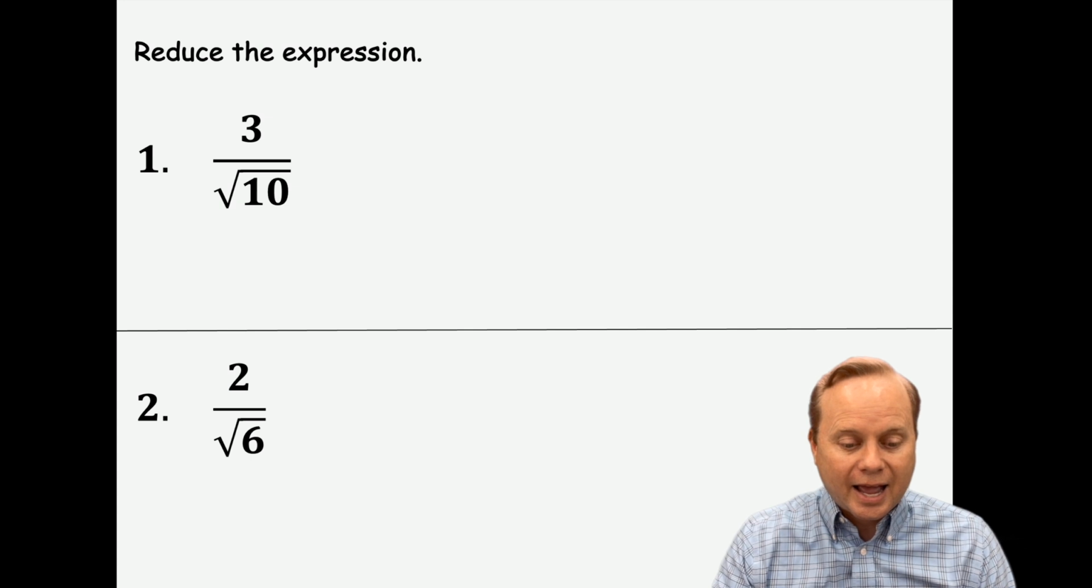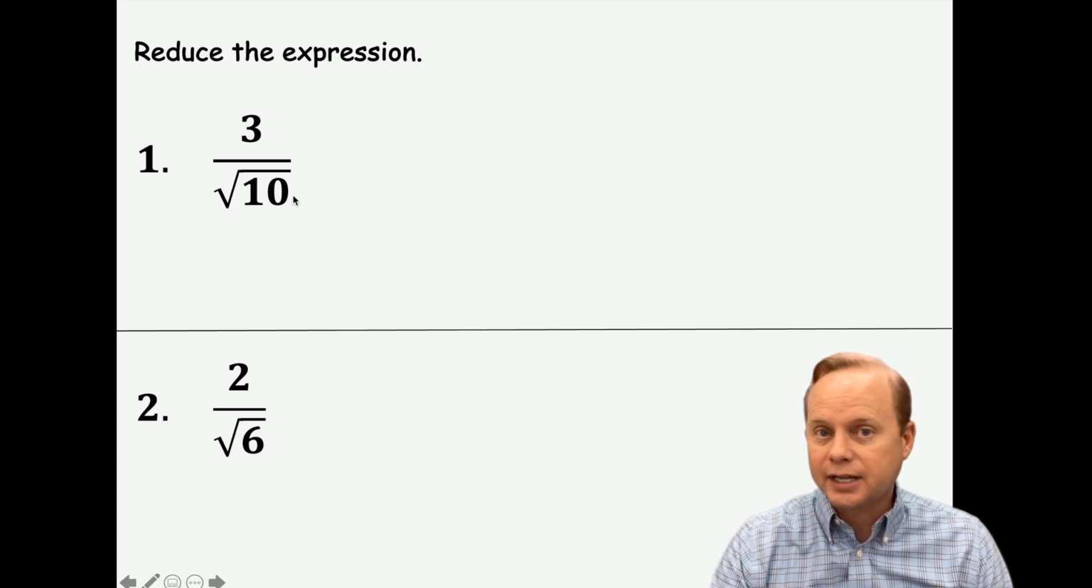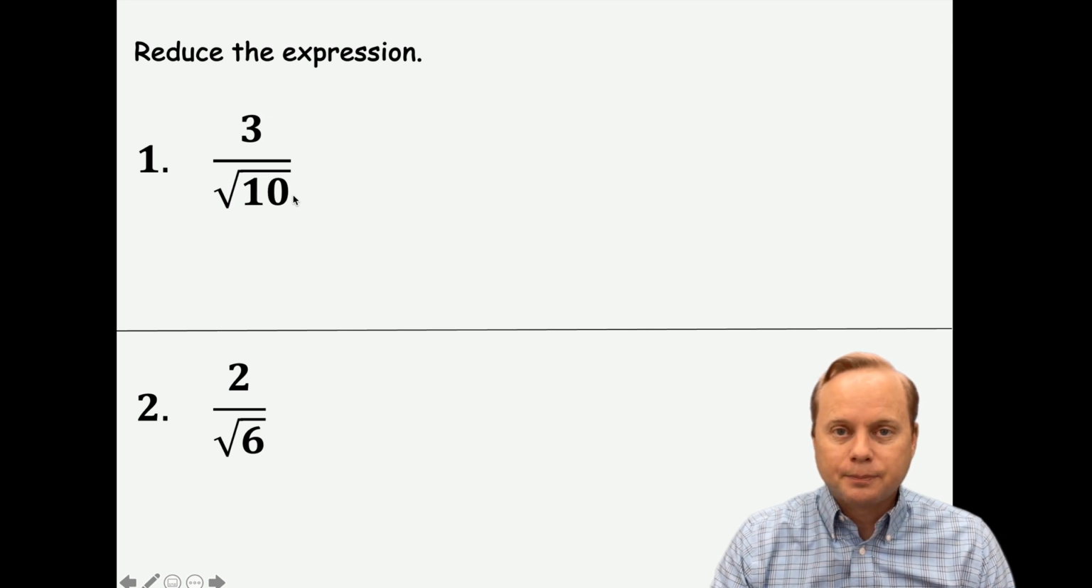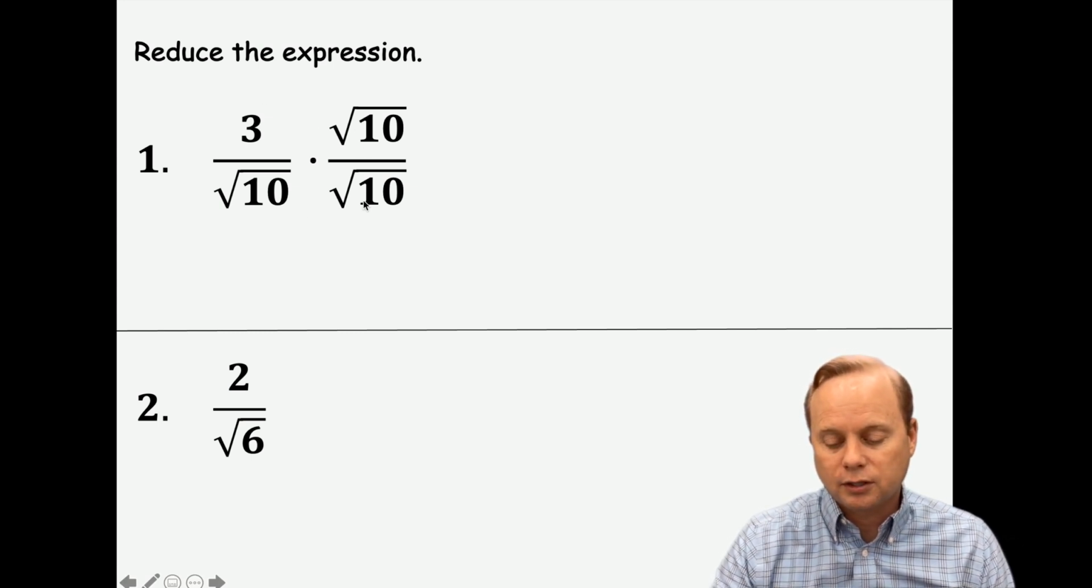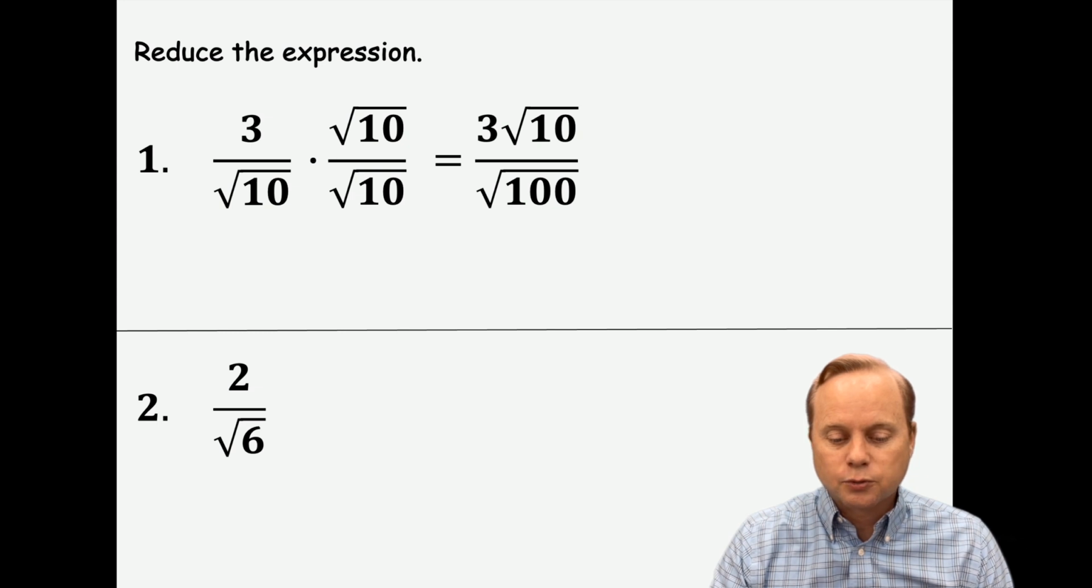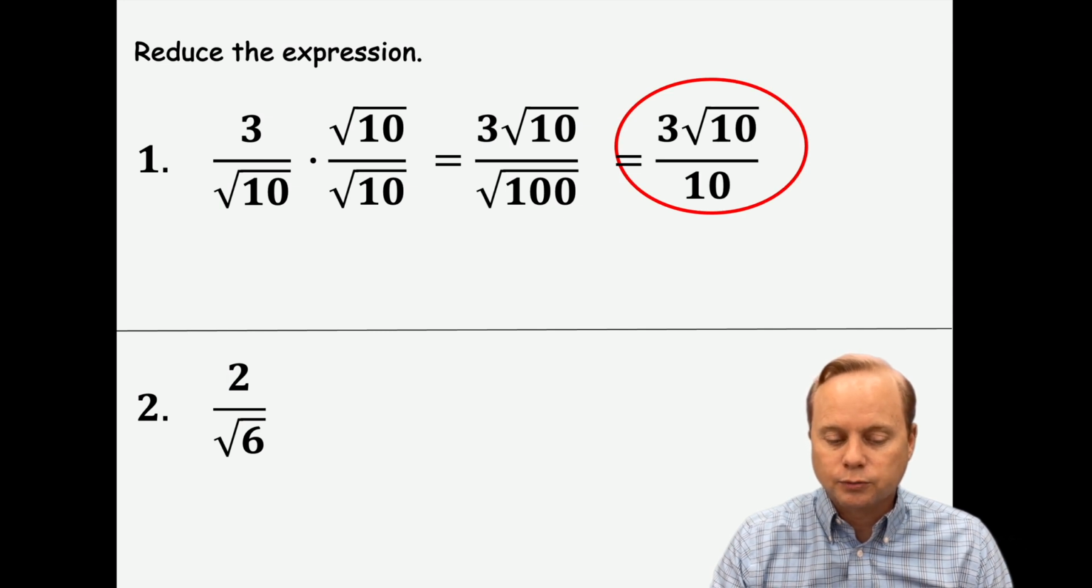Okay, so how we do that is whatever's on the bottom that's troubling us, this radical 10, right? We multiply top and bottom by the square root of 10. Now we're not changing anything, because when you multiply by square root of 10 over square root of 10, that's just 1. We're not changing the value at all. So now we do 3 times the square root of 10 all over the square root of 100. And the square root of 100 is 10. So that got rid of our square root.